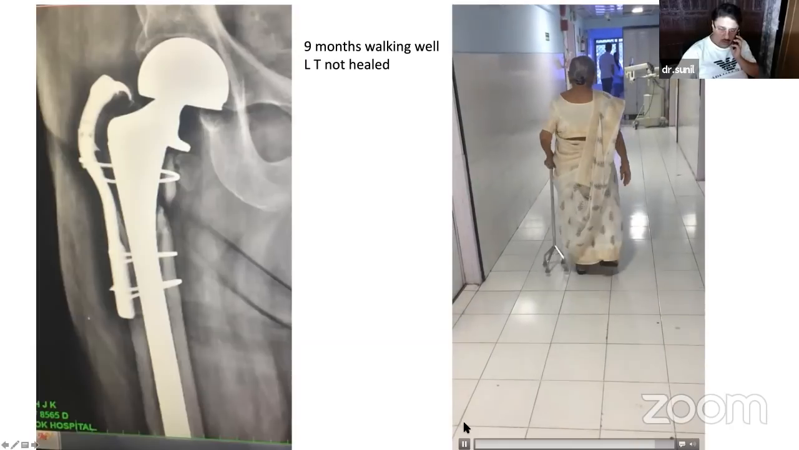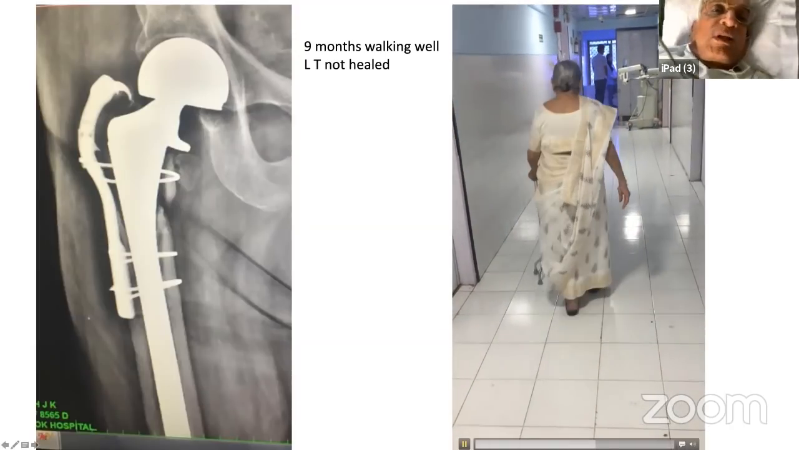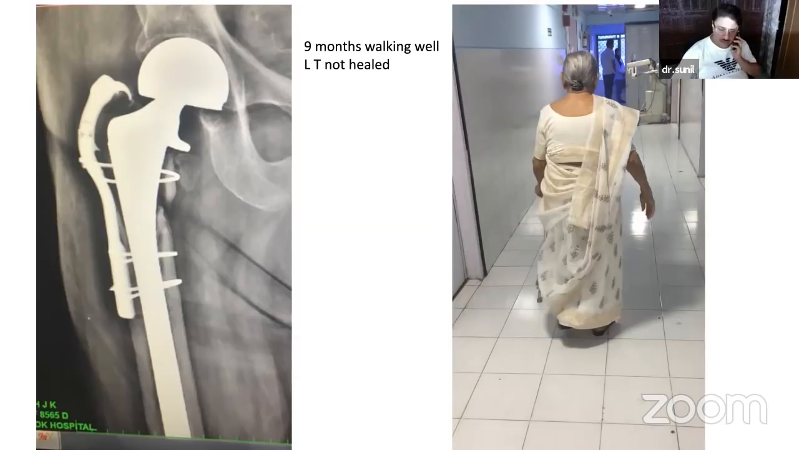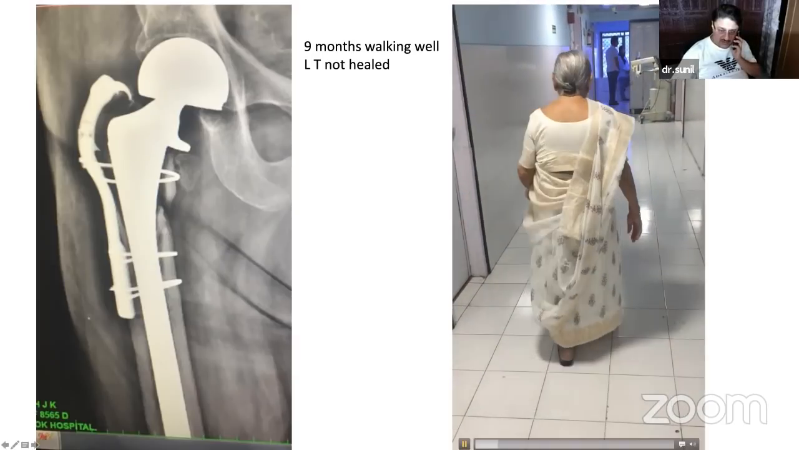And this is so beautifully walking. 9 months, she started walking almost immediately and so perfectly walking. Next, please.